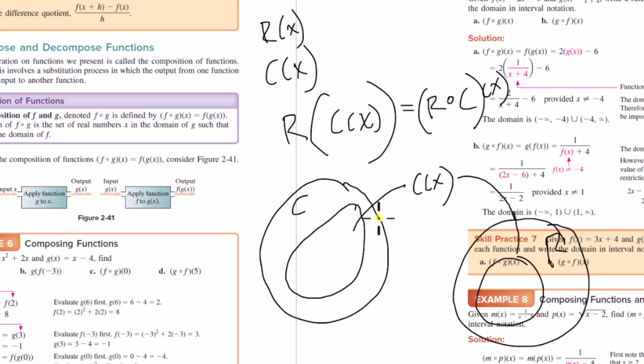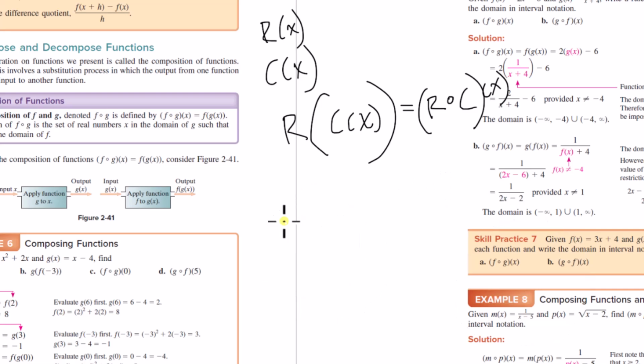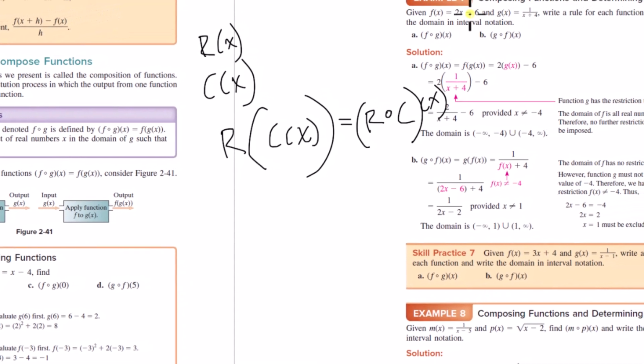This is all really mathy talk, but you can input any x that's in the domain of C, but then C of x needs to be in the domain of R. So that's the idea. I don't know how to say that in the best way mathematically, but I think you get the idea. So let's look here.